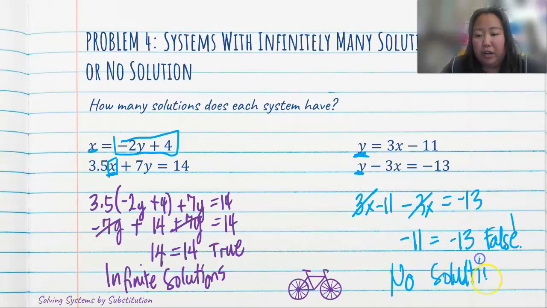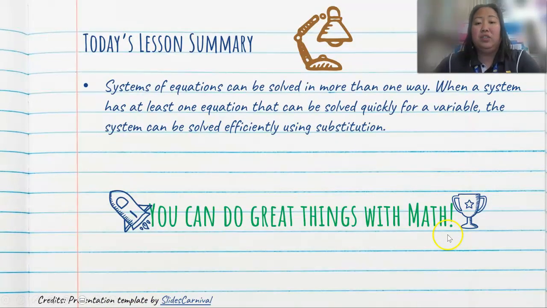Oops, sorry. I did not mean to do that. Okay. So if the statement ends up to be true, infinite solution. If they are false, it's no solution. All right. So to summarize, systems of equations can be solved in more than one way. We did graphing. This one, we are able to use substitution. So that is when you have an equation wherein the variable is by itself. That's when you can use your substitution method. All right.